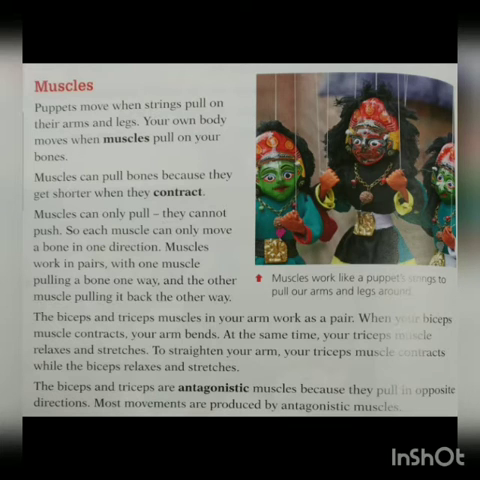So the biceps and triceps muscles are called antagonistic muscles because they pull in opposite directions. So what are antagonistic muscles? Muscles that pull the bones in opposite directions are called antagonistic muscles. Most of the movements in the body are produced by antagonistic muscles only.